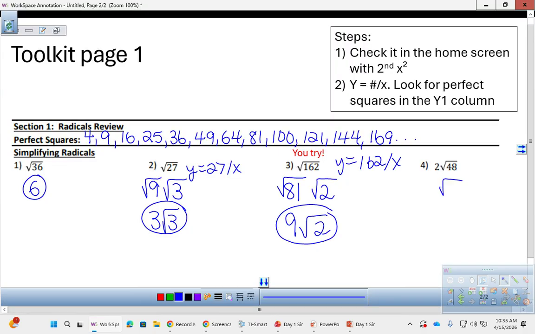And that's going to break up the 48, but it's not going to do anything with the 2. The 2 just stays in the front. And the square root of 16 is 4, so this problem becomes 2 times 4 root 3. And then I just do 2 times 4. So this is 8 root 3. So the coefficient just kind of carries its way all the way through the problem until the very end.